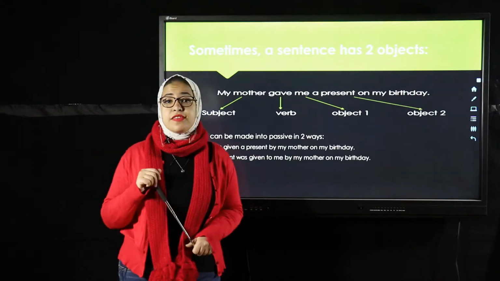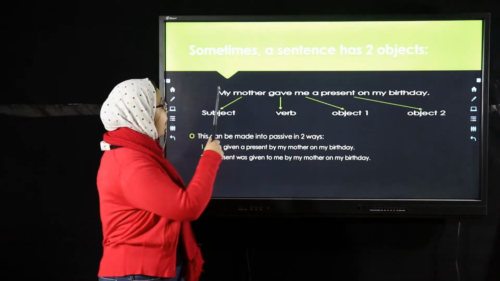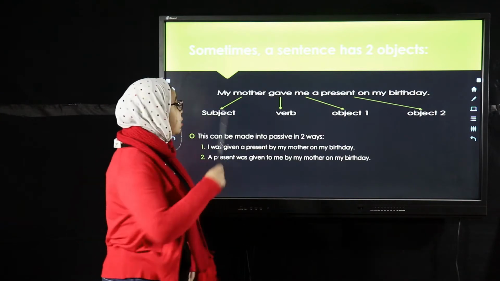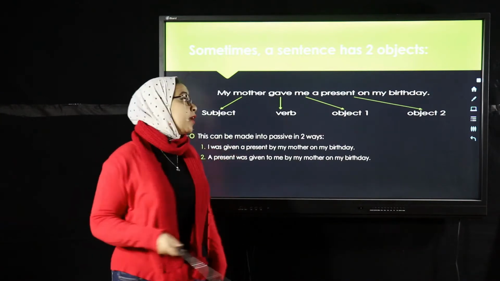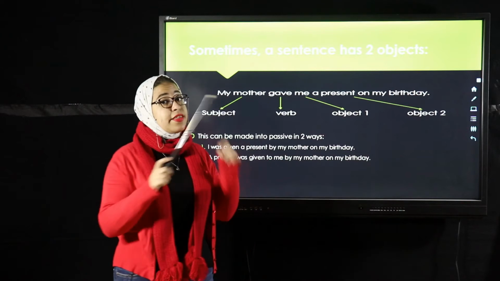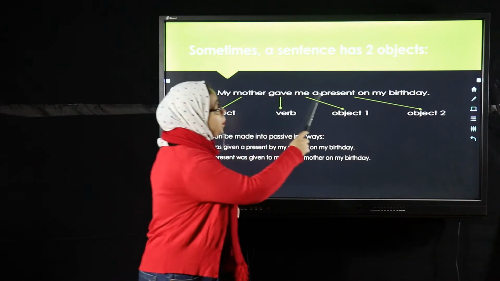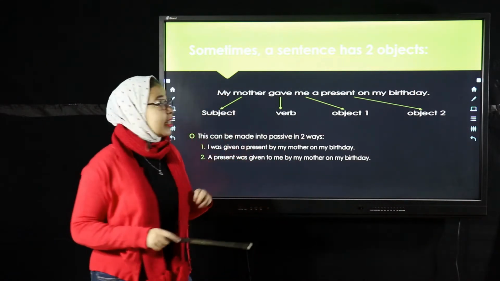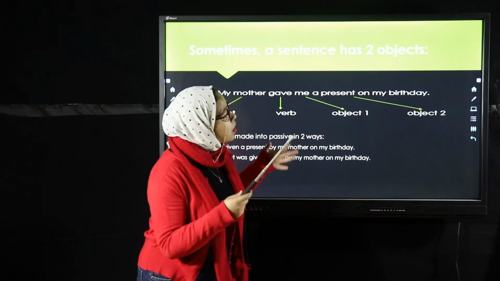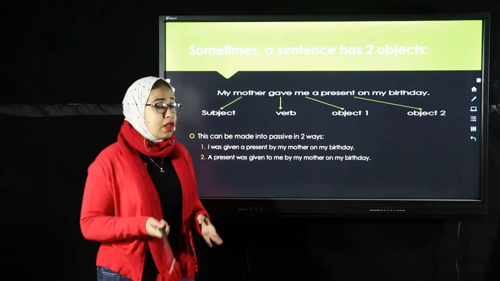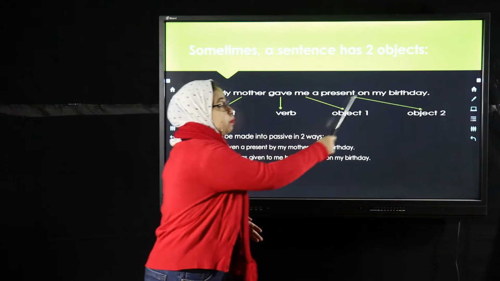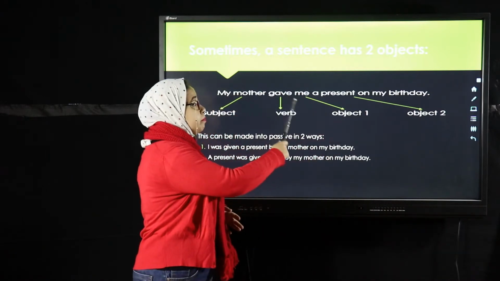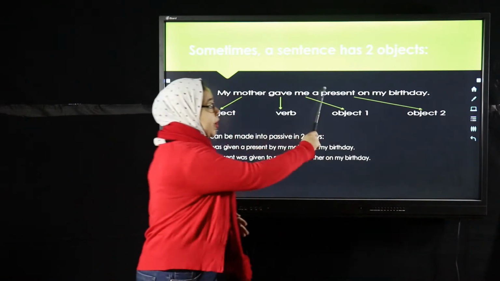Sometimes a sentence has 2 objects. Like what? My mother, this is my subject, gave, that's the verb, and then me, that's the first object, and a present, that's the second object, and then the rest of the sentence goes as on my birthday. So in here, I have two objects. Object number one, me, and object number two, a present.